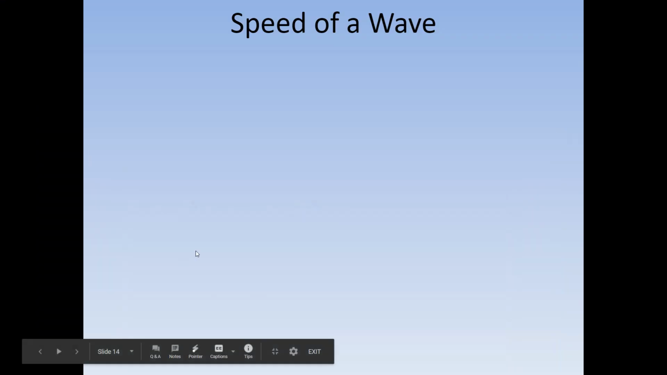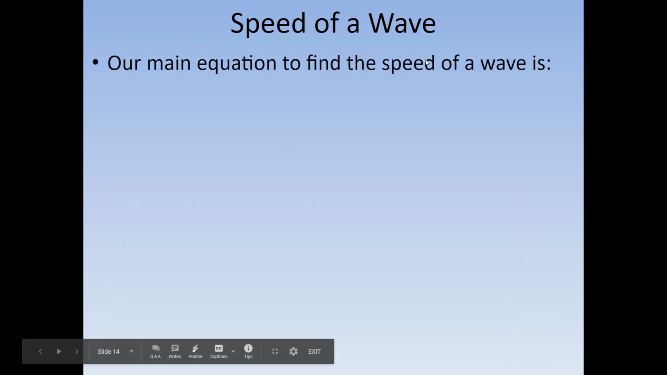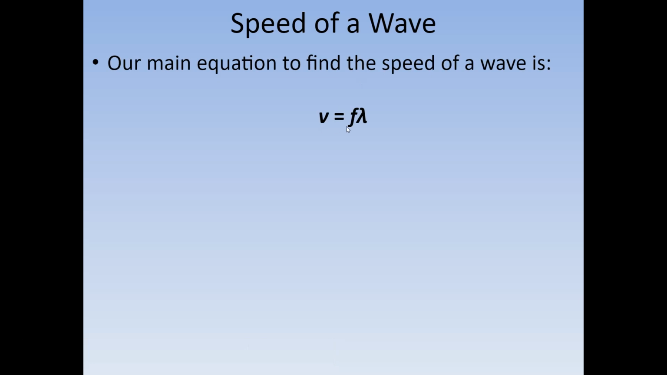So what we're going to talk about today real quick is about speed of the wave. Now the main equation that we use for speed of the wave is v equals f lambda. V stands for the speed of the wave. It's measured in meters per second. So that's pretty much how quickly the wave goes from one point to another point.